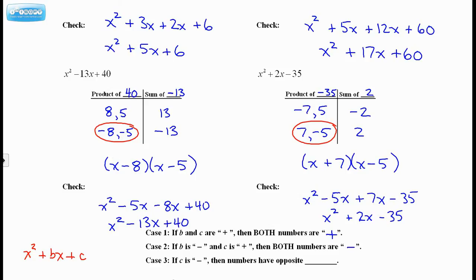And then case 3, if c is negative, right here, negative 35, then the numbers have opposite signs. And we saw that here. Okay, one had to be positive, one had to be negative. So this is just to summarize the different possibilities.